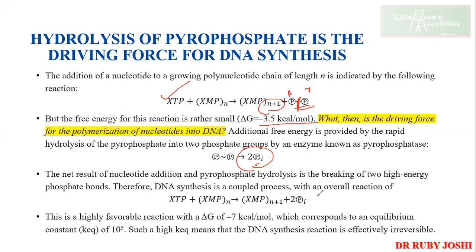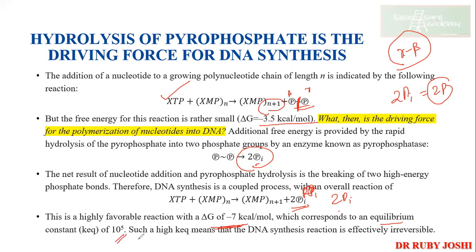Okay. So overall, what is happening? You don't get a PPi. What you get is 2Pi. PPi means there is a gamma and beta together. 2Pi means there are only two phosphate groups present. Now, breaking the bond between the beta and gamma phosphate has a high negative delta G, which corresponds to an equilibrium constant of 10⁵, which is high.